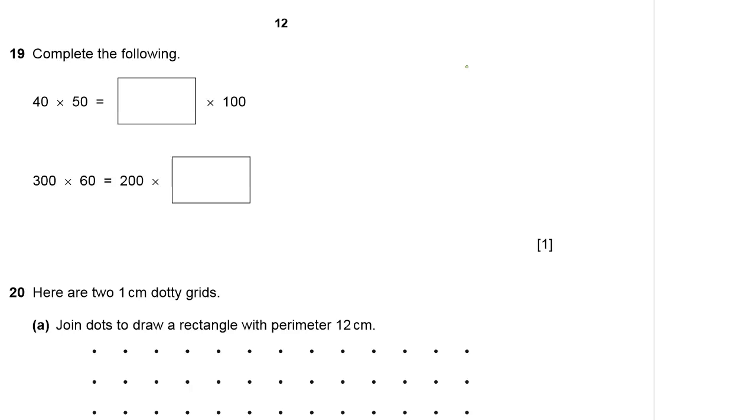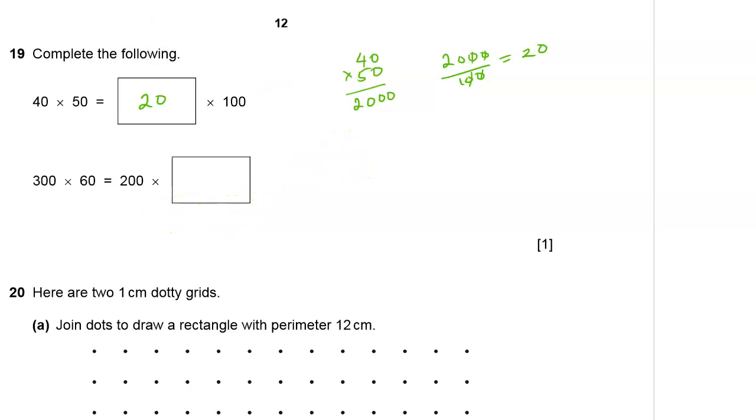Question number 19. Complete the following. 40 times 50, 40 multiplied by 50, will give us 2000. And what number do we multiply by 100 to give us the same number, 2000? To get that, we need to divide 2000 by 100, and of course, you cancel the zeros. So the number is 20. So 20 times 100 is 2000. 40 times 50 is 2000. Very well.